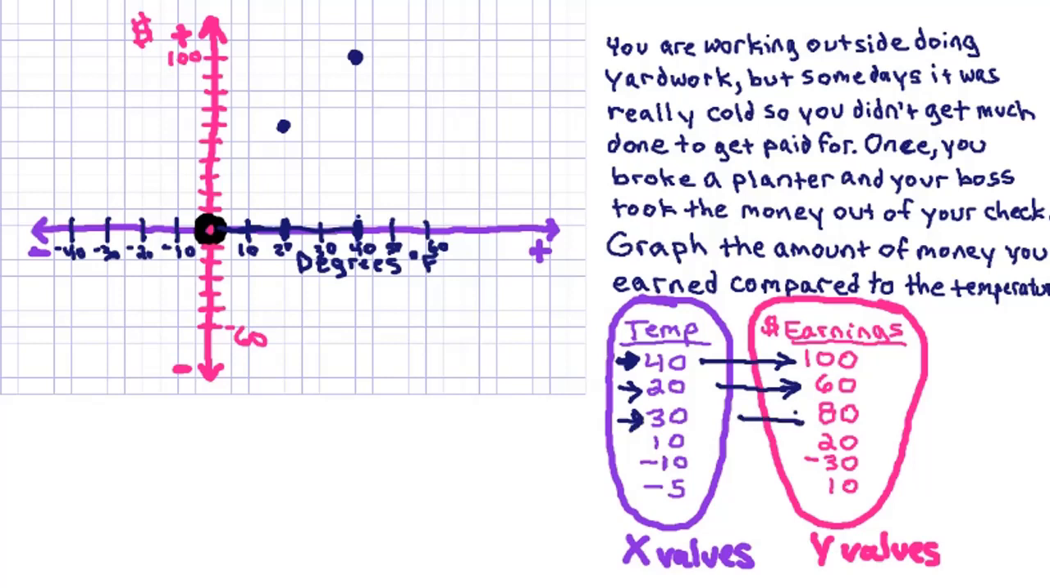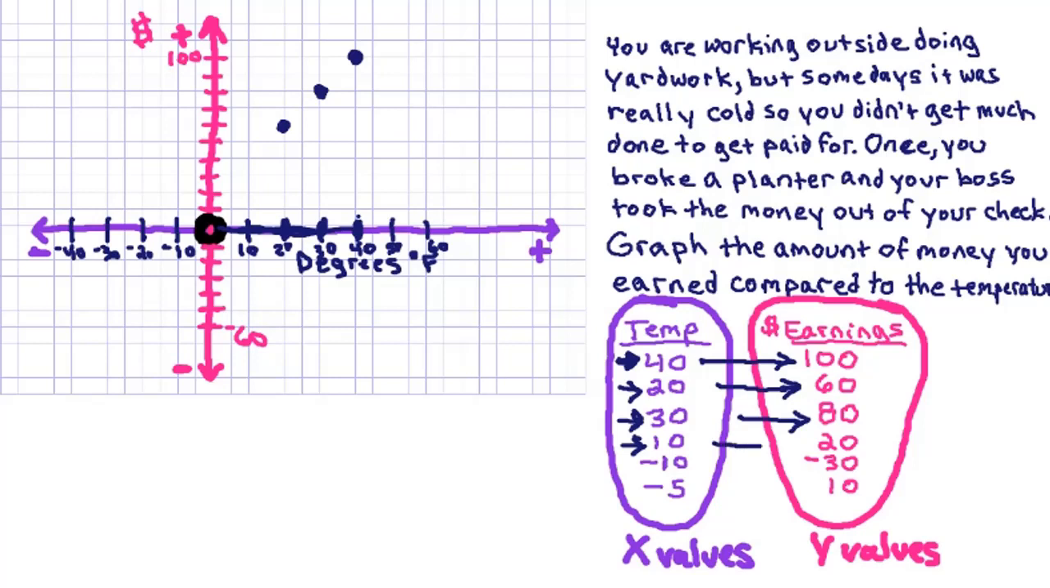And you earned $80 that day because you got a little bit more work done. So on our x-axis, a purple line, we're going to go over to 30 degrees Fahrenheit, and you earned $80 that day, which is going to be right up here. So $80.